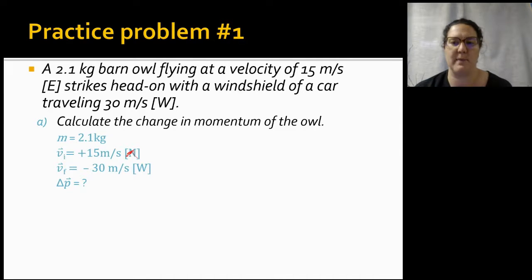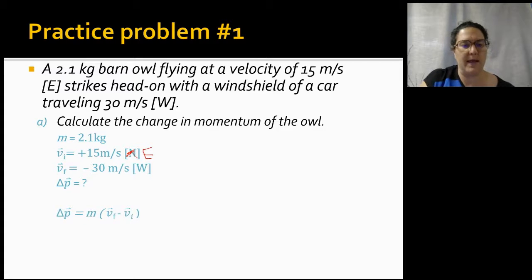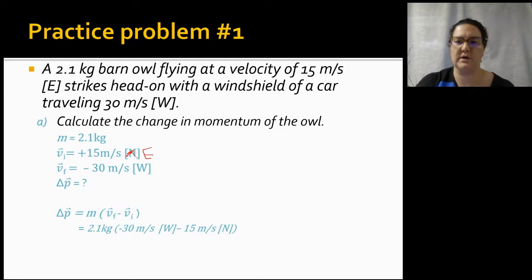So now we're going to calculate the change in momentum. We're going to use the equation change in momentum equals mass times final velocity minus initial velocity because that's the data that we have. So we take the mass of 2.1 kilograms multiplied by negative 30 meters per second west minus 15 meters per second east. And we determine the change in momentum is negative 95 kilograms times meters per second west, because that's going to be our final direction.